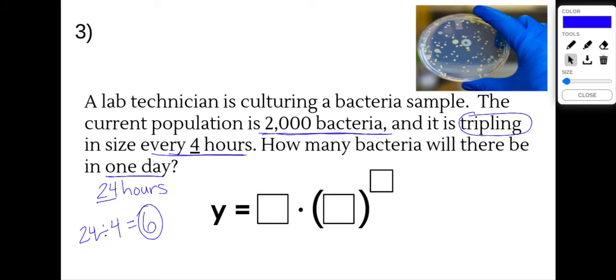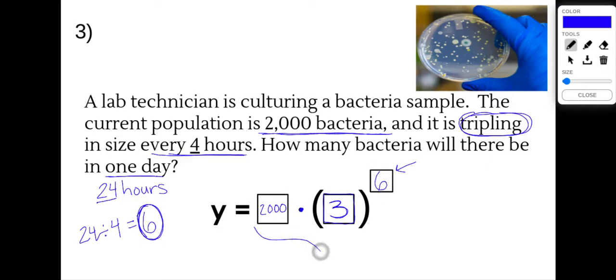Okay, first box, that's our beginning value, 2,000. Oh, gotta get the marker. Okay, now what are we doing? What are we multiplying by? What's this number, this factor of change? Remember, it says tripling. So we want to multiply it by 3. Now the X is our time periods. How many times do we want to triple this? Remember, we said we're going to triple it 6 times because it triples in size every 4 hours, and there's 6 4-hour time periods within 24 hours.